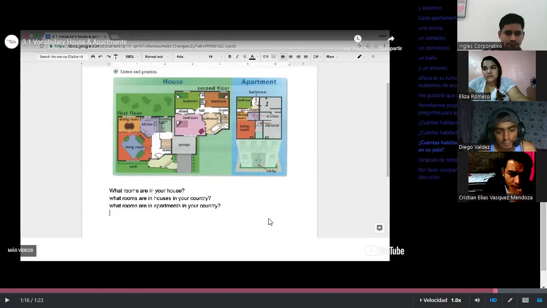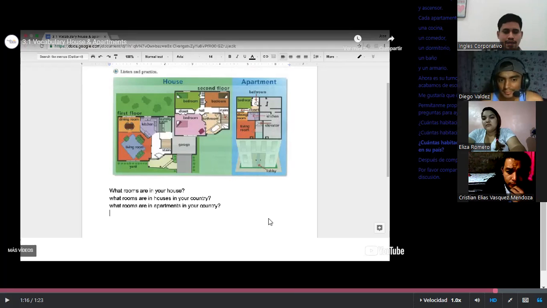In my house are three rooms. Three rooms. Which ones? Two bedrooms and living room. Ah, okay. You have a living room and also two bedrooms. Okay. Do you have a kitchen? Yes. Okay. So that means you have four. Let me see. You have a laundry room? No. Okay. A dining room? Yes. Okay. That means you have five different rooms.